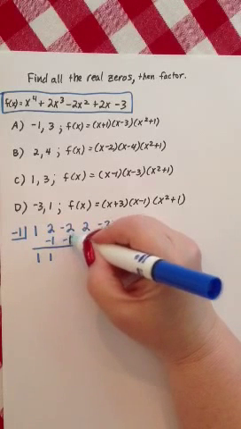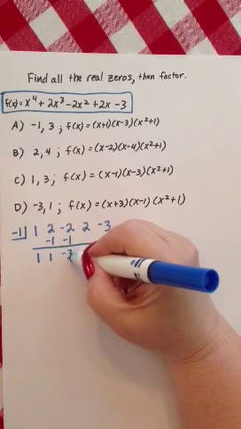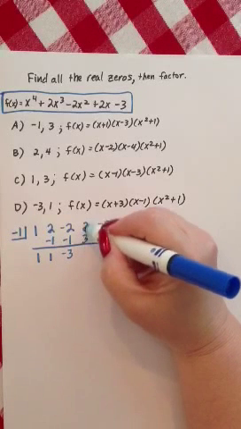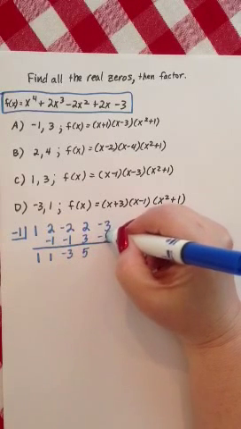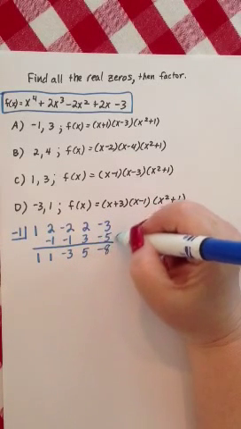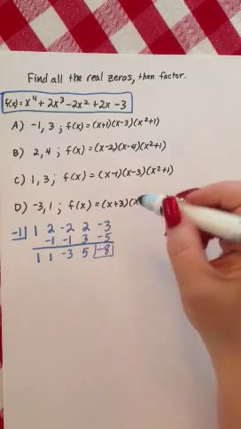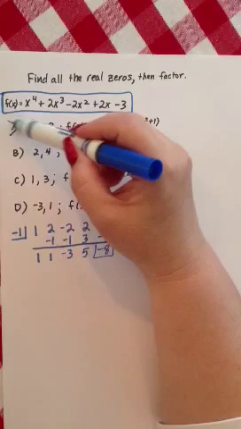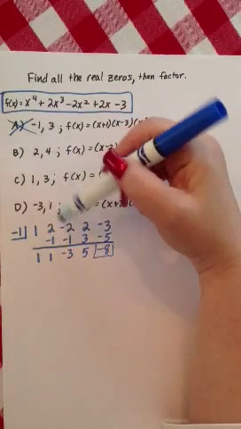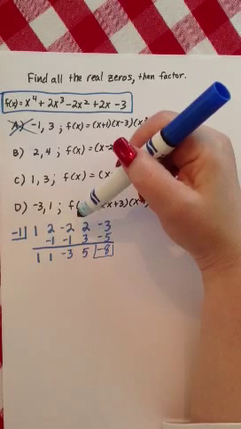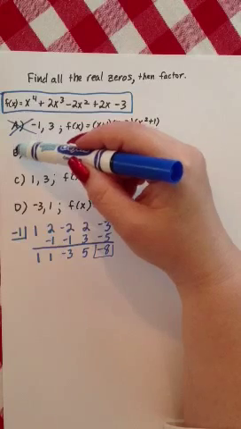-1 times 1 is -1, add my column, -3. -1 times -3 is +3, adds to be 5. -1 times 5 is -5, adds to be -8. Because it doesn't add to be 0, it's not a 0. So I know I could scratch out that, okay? So it's not -1. That's the only answer that had -1 in it, so I don't have to worry about that. So let's say we try B.